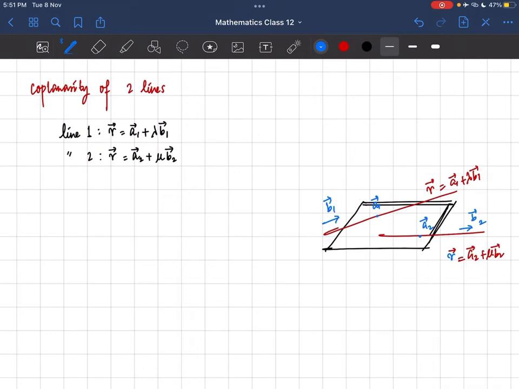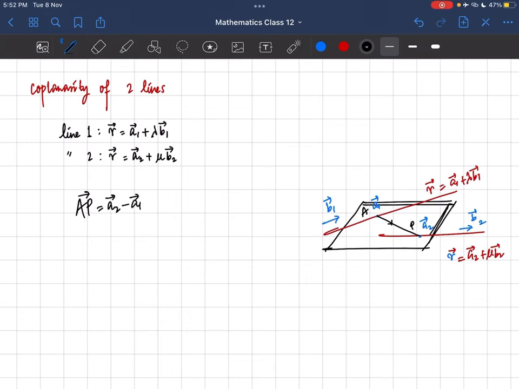So in order to do that, first we're going to join the two points. Suppose this point is A and this point is B. So we join the two points and we get an AB vector. And that AB vector is nothing but terminal minus initial. So we get that as a2 vector minus a1 vector.